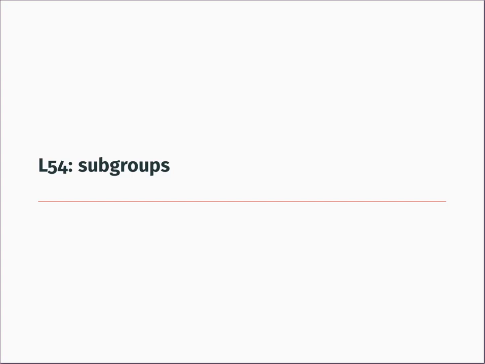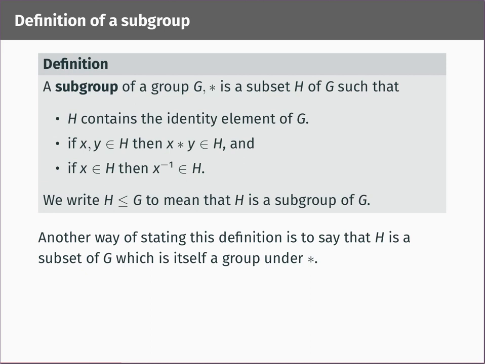Vector spaces have subspaces, and groups have subgroups. Here's the definition of a subgroup. A subgroup of a group G, whose binary operation is star, is a subset H of G with the following three properties. First of all, it's got to contain the identity element of G.